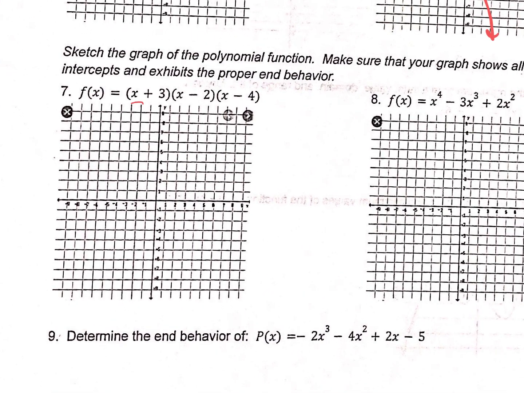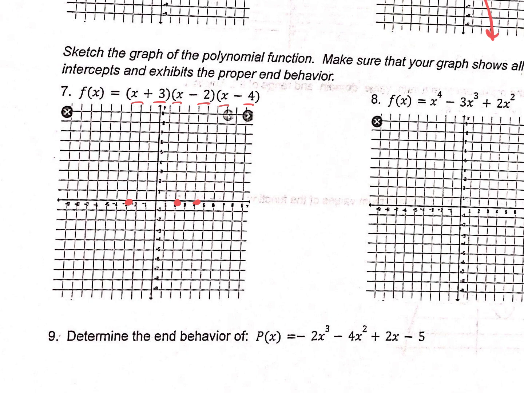Number 7, let's find. First of all, I have 3 x's, which means it's cubic, which means it's odd. It's positive because there's not a negative in the front. The zeros are -3, 2, and 4. None of them are squared, so it passes through every one of those. The y-intercept, if you multiplied 3 times -2 times -4, that'd be like 24. The y-intercept is way up in the sky.